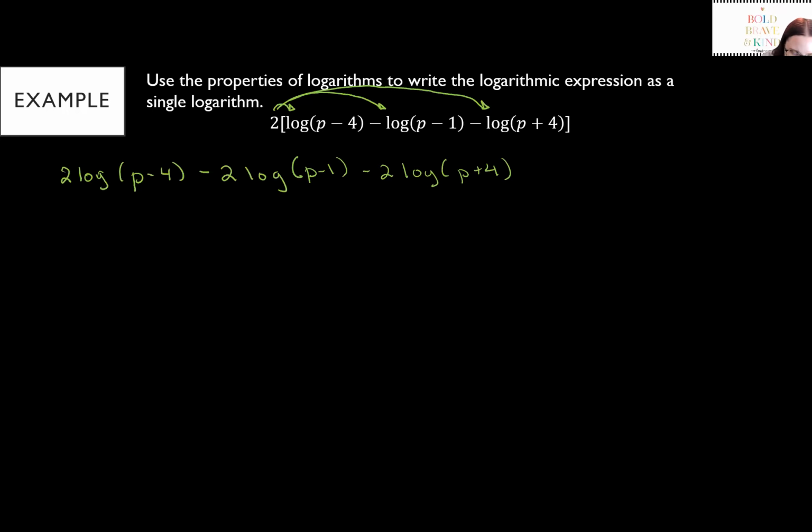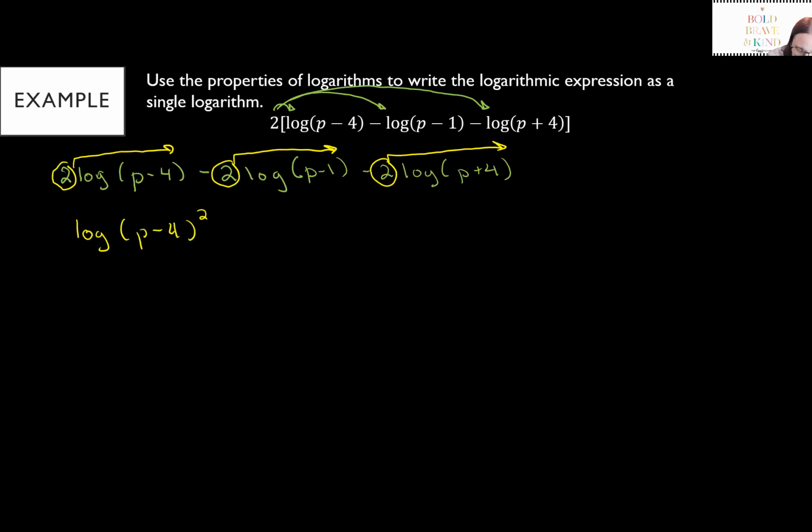Then we're going to use that power property. So all of these are going to become exponents. And I like to draw arrows so I remember that's what's going on here. So we get log of p minus 4 squared minus log of p minus 1 squared minus log of p plus 4 squared. So all of them had the same coefficient, so they're all just becoming exponents of 2.